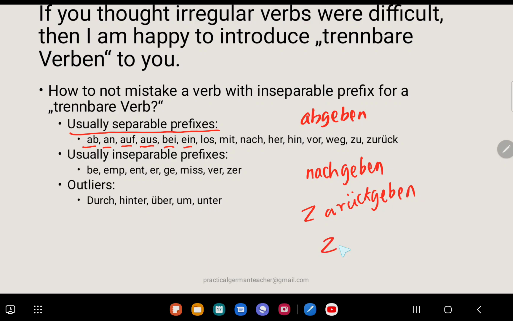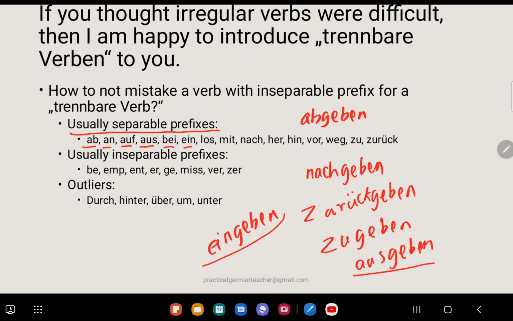Then you have zugeben, which means to agree. Then you have ausgeben, which means to spend money, of course. Then you have eingeben, which means to enter data. Then, let me see, aufgeben, I think, to give up.